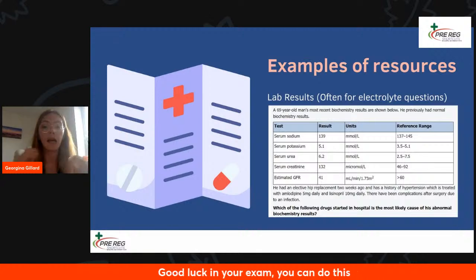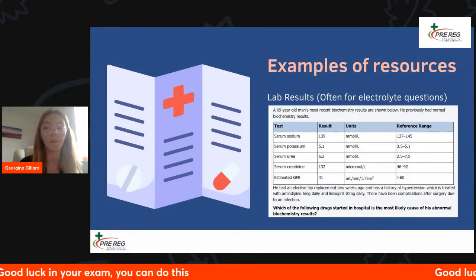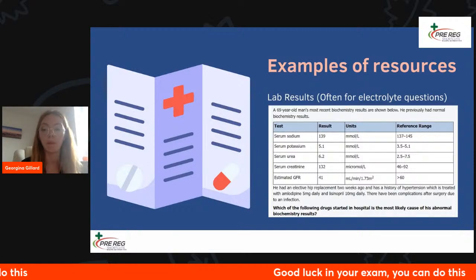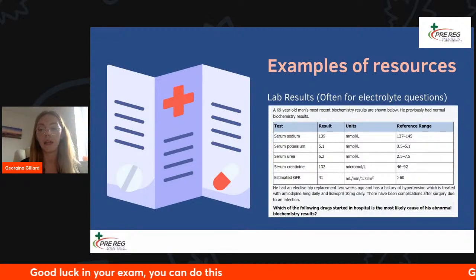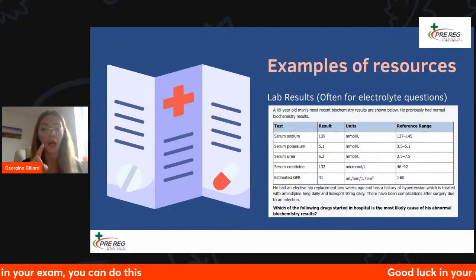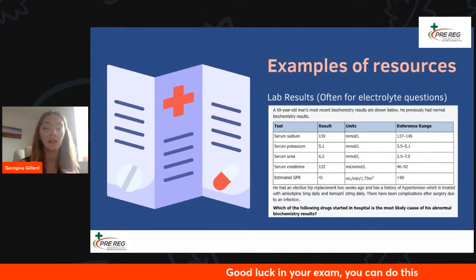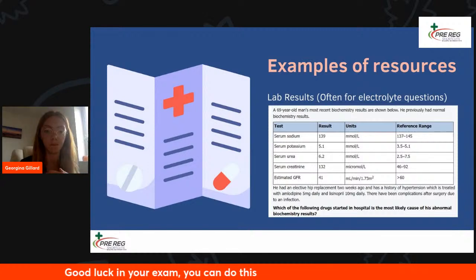In terms of your resources, lab results are really, really important. This came up as an extended matching question in my exam in July 21 paper, and it's always going to be because of electrolyte questions. You have to look at the lab results and identify what the electrolyte abnormality is. Is it hypokalemia, hyponatremia, or hyperkalemia? Then you have to identify what has actually caused the abnormal biochemistry result.